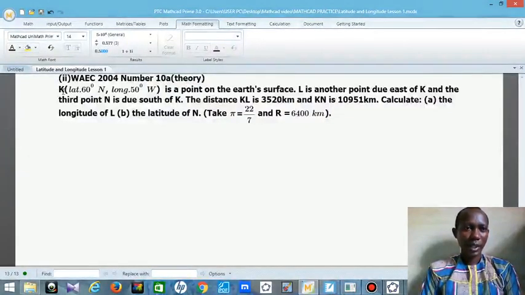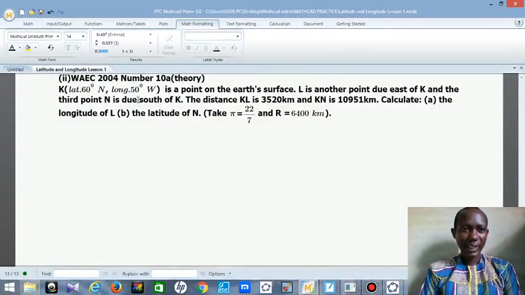The question says we have a point K. K is on latitude 60 degrees north and longitude 50 degrees west. So it's a point on the Earth's surface. Then L is another point. Where is L located? Located due east of K. No information is given, no latitude, no longitude.